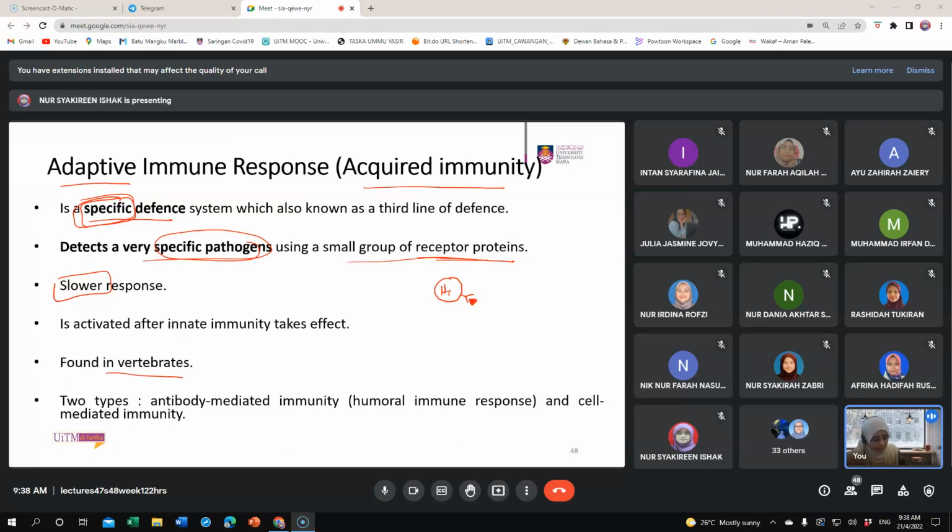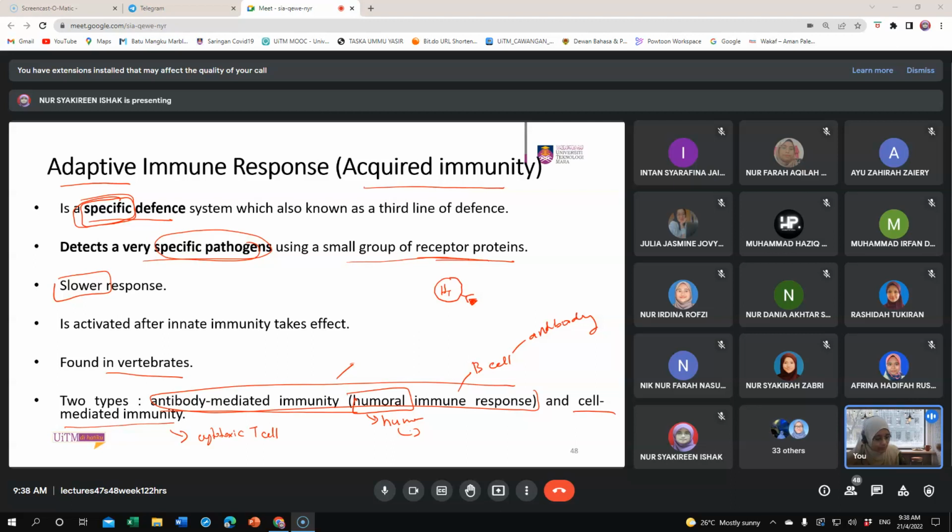Yeah. So two types. You have the antibody-mediated immunity or the humoral immune response. So this involves the B cell producing antibody that circulate in your body fluid. Humoral, it refers to body humor. Body humor is your body fluid. Your body fluid is blood, lymph, and also interstitial fluid. Okay, and then cell-mediated immunity. Okay, so cell-mediated immunity, this one involves the cytotoxic T cell.